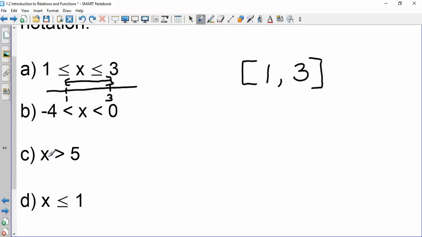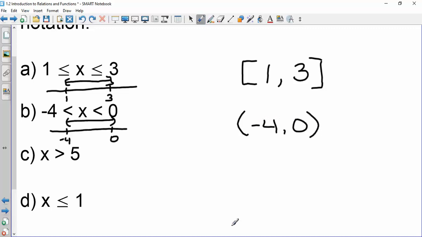What would B look like? Parentheses, -4, 0. Right, it's the same thing. You're in between -4 and 0, but you don't equal either of them. So they both get parentheses. So it'd be parenthesis, -4, 0. It's okay for one of these to be a parenthesis and one of them to be a bracket. If I had said -4 is less than or equal to x is less than 0, then the -4 would have a bracket and the 0 would still get a parenthesis. Okay, so you could have a combination of this.